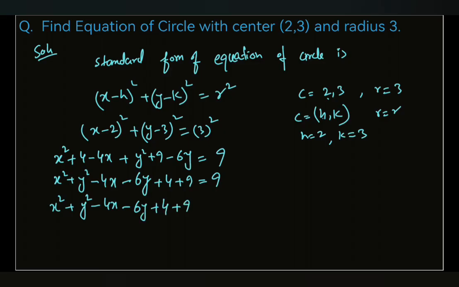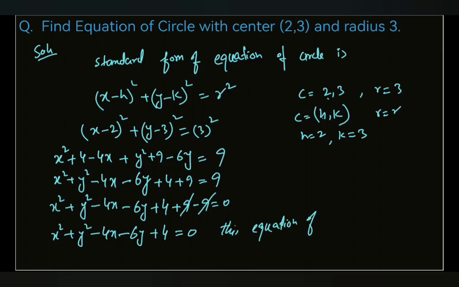When we take 9 to the left side, it becomes negative 9, which is equal to 0. So positive 9 and negative 9 cancel out. So x square plus y square minus 4x minus 6y plus 4 equals 0. So this is the equation of the circle.